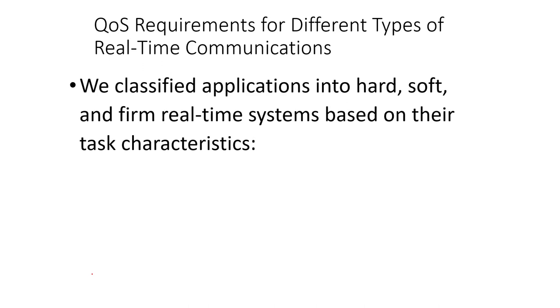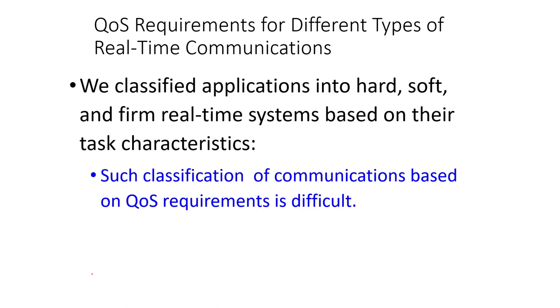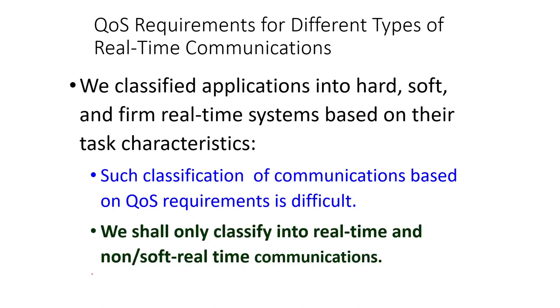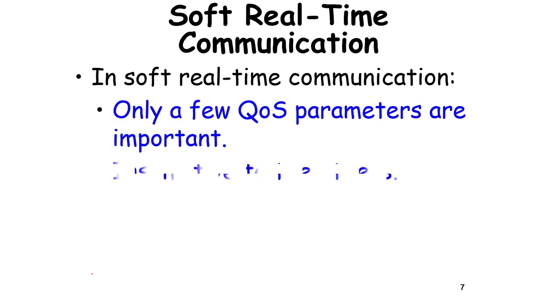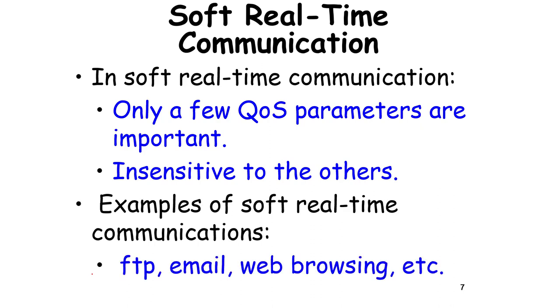We had classified applications into hard, soft, and firm real-time systems. It is difficult to classify communication systems on the basis of this. The only way we can classify is basically into non-real-time communications and maybe soft, regular hard real-time communications. In soft real-time communications, which is becoming the norm today in many specialized networks, very few quality of service parameters are important. It is by and large insensitive to the other parameters. Some examples would be regular email and web browsing. All of these come with timeouts, and these timeouts have to be respected.